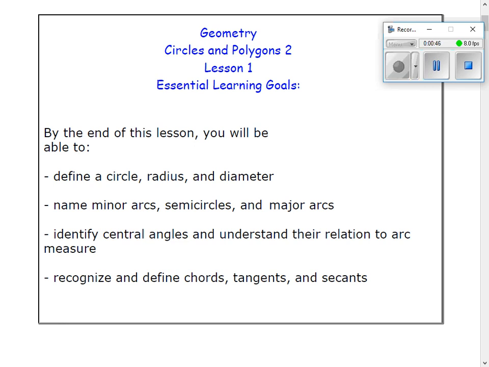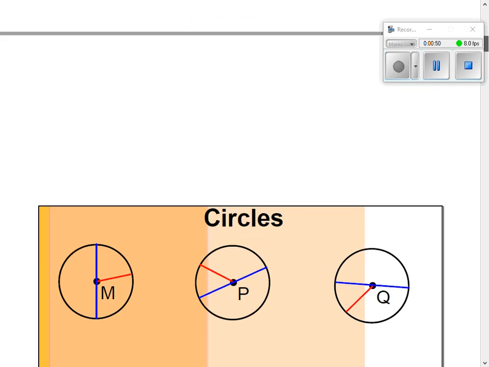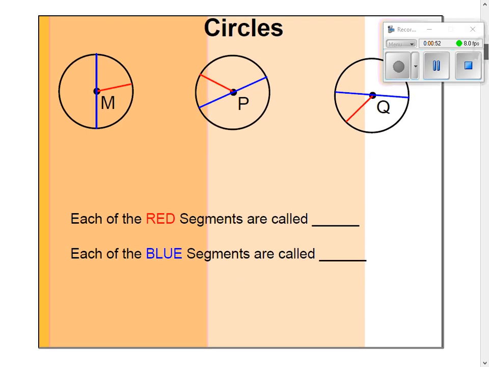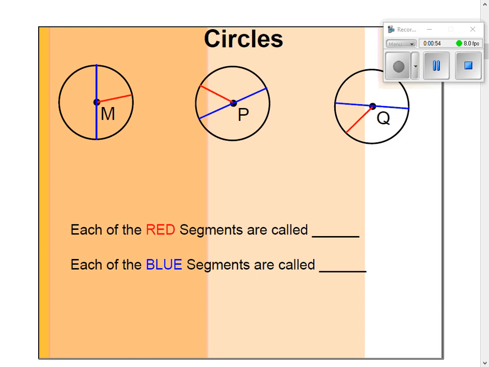Circle, radius, and diameter. Let's get to the lesson. Let's talk through some vocab. All right, so here's some circles. What are these red segments called? Apothem. It would be if it was a polygon, but not a circle. Yep. Radius. And plural for radius would be, I know, radii.